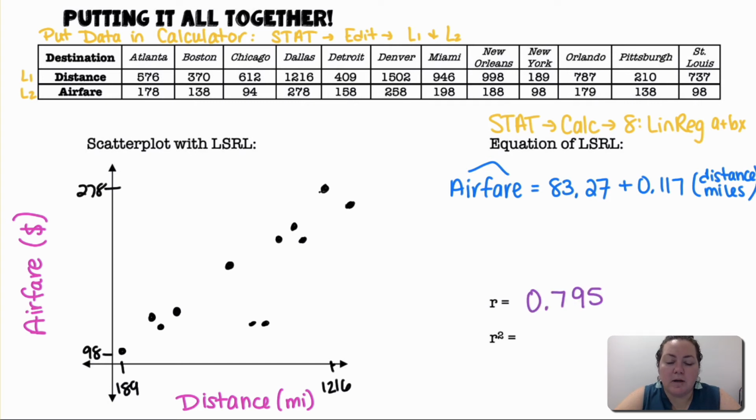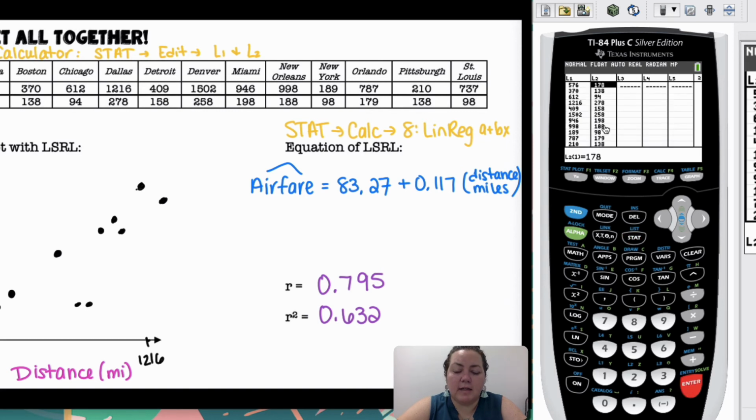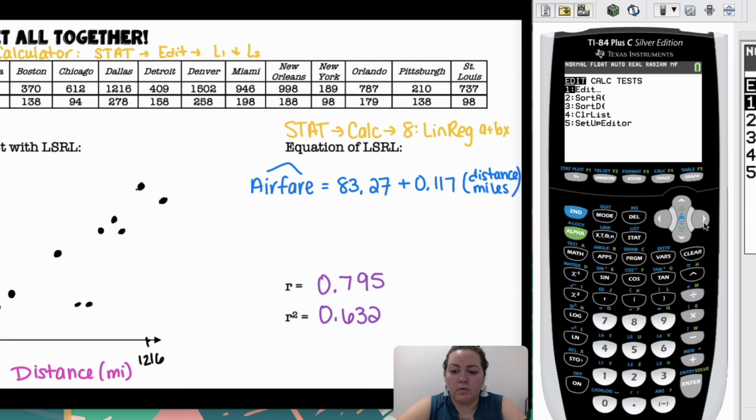All right, R was my correlation coefficient, which was 0.795, and R squared was my coefficient of determination, which was 0.632. In the calculator, we would go to Stat, Edit. Again, we put our data in here. So we're going to go to Stat, go over to Calc, option 8, linear regression. My X list is going to be list 1. My Y list is going to be list 2. I'm going to go down to calculate. It's going to give me A, B, R squared, and R. So I plugged all of those into my equation.